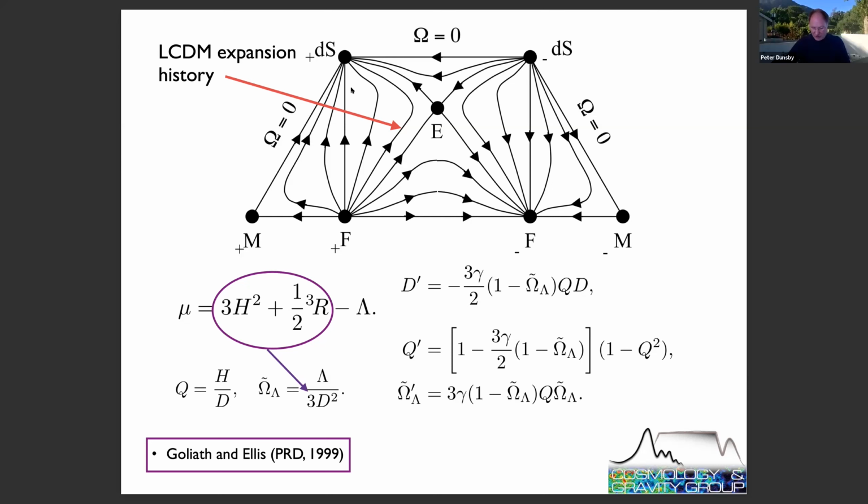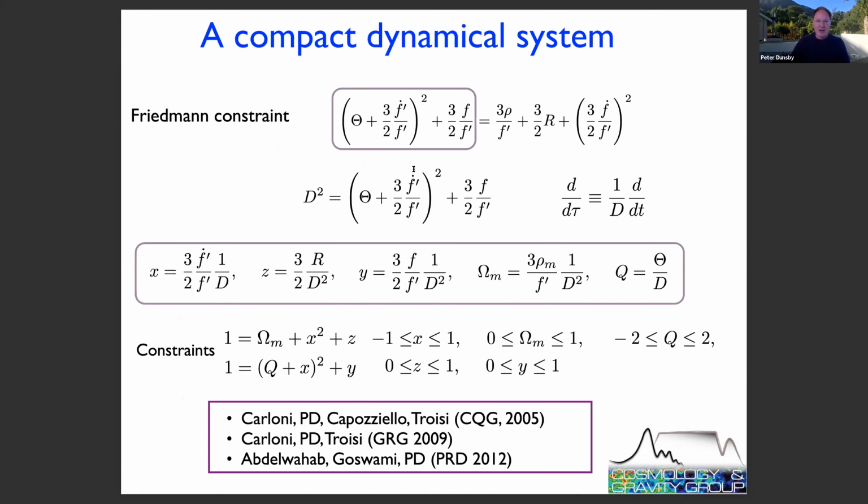Extending this to F of R gravity can be fairly easily done by defining a set of additional dynamical variables beyond the standard density parameter and the parameter which describes the Hubble rate or the expansion.